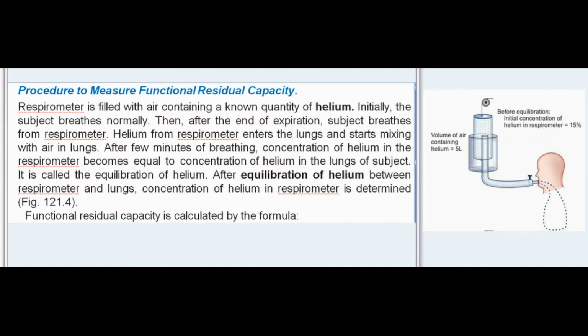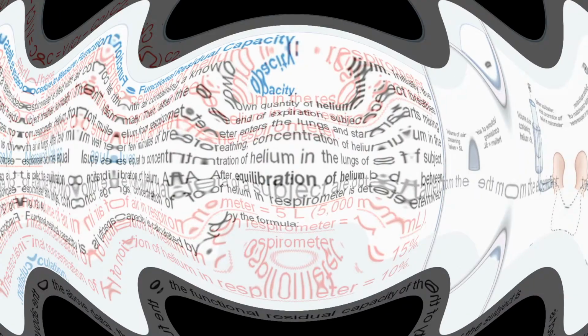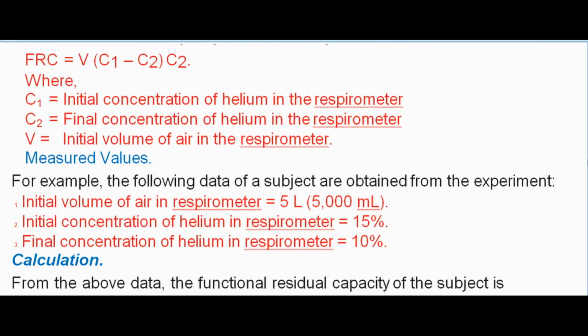After equilibration of helium between respirometer and lungs, concentration of helium in respirometer is determined, Fig 121.4. Functional residual capacity is calculated by the formula, FRC = V × (C1 − C2) / C2, where C1 = initial concentration of helium in the respirometer, C2 = final concentration of helium in the respirometer, V = initial volume of air in the respirometer.